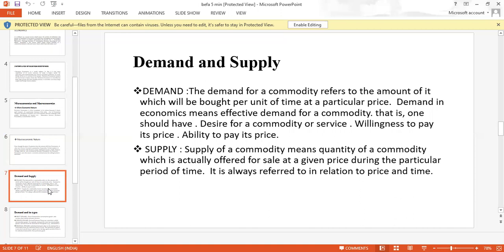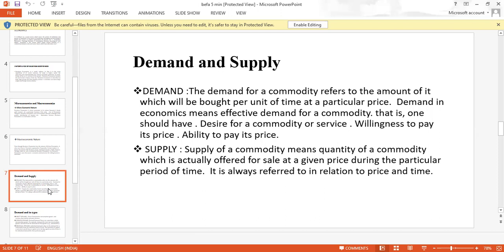Here, the demand for a commodity refers to the amount of it which will be bought per unit of time at a particular price. Demand in economics means effective demand for a commodity. That is, one should have desire for a commodity or service, willingness to pay its price, and ability to pay its price.